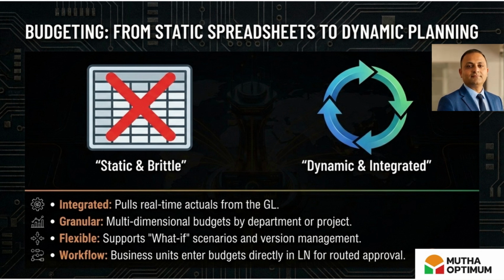Controller benefit: you can run monthly or quarterly variance reports automatically. Business units can enter their own budgets inside LN within limits, and approvals can be routed via workflow. You move from surprise at year end to continuous course correction based on real-time data.